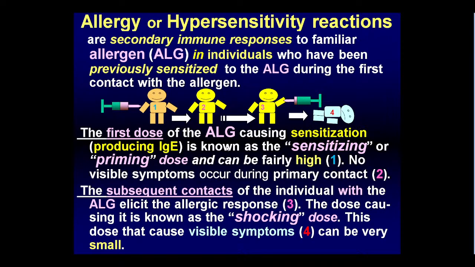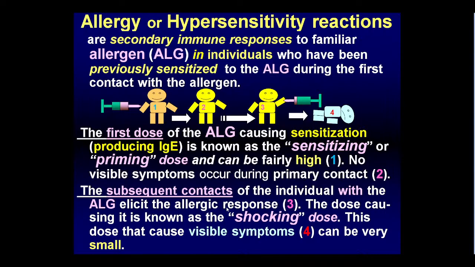The first dose of allergen causing sensitization is a development of the possibility to react in an exaggerated form. Sensitization may be demonstrated, for example, by production of immunoglobulins E specific for the allergen. The first dose is known as a sensitizing or priming dose, and this is a comparatively high dose. This dose can be fairly high and cause no visible symptoms of the disease. But the second stage reflects that this is a sensitized person, because he has immunoglobulin E specifically reacting to this antigen.